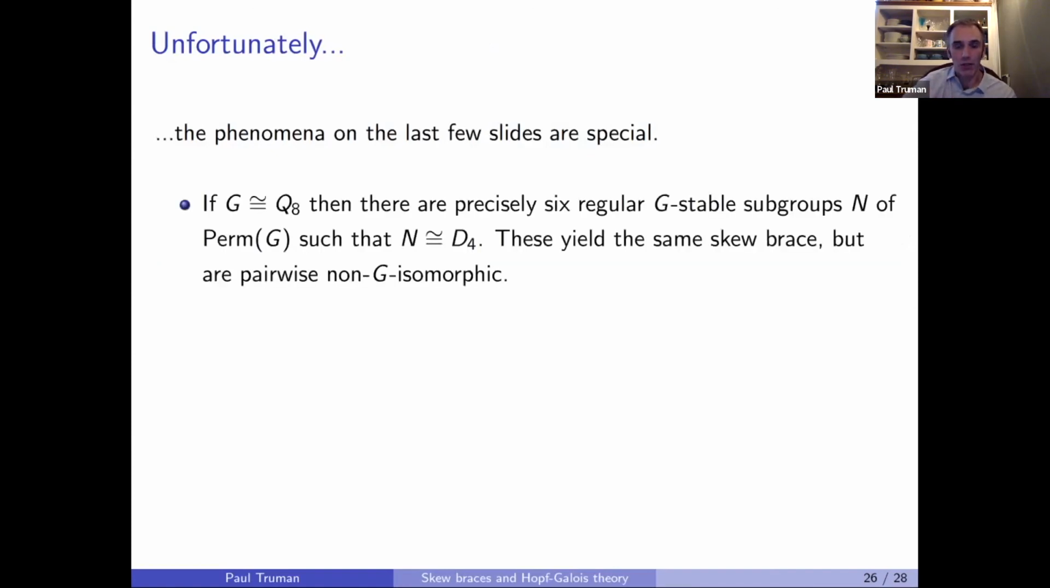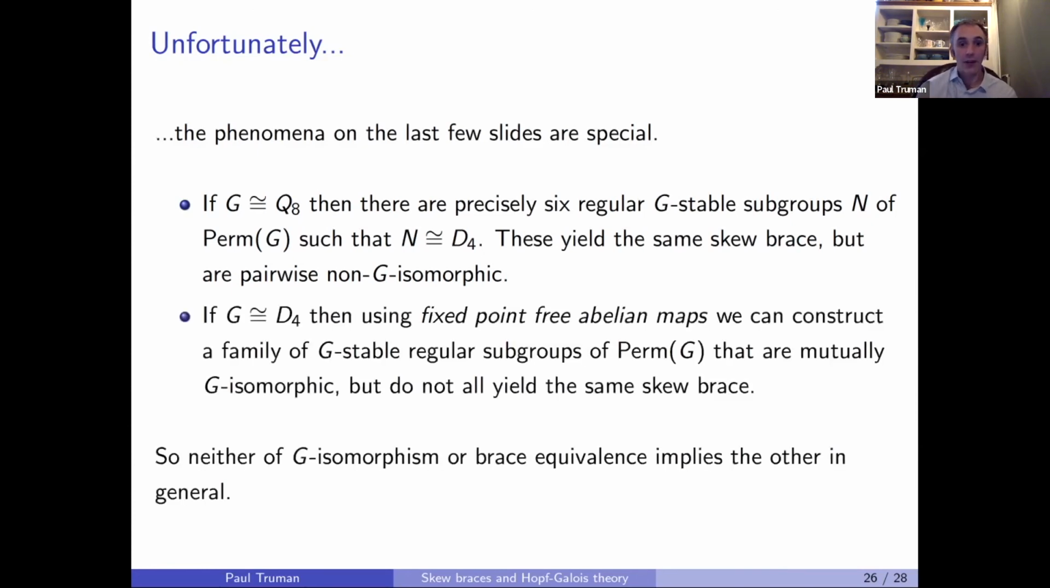It doesn't take very long to run into less predictable behavior. So if you take G to be Q8, then there are 6 G-stable regular subgroups of perm G that are isomorphic to D4, and they all land on the same skew brace, but there are no G isomorphisms between them. So from a Hopf-Galois point of view, you've got 6 pairwise non-isomorphic Hopf algebras acting here, but from a skew brace point of view, they all land on the same skew brace.